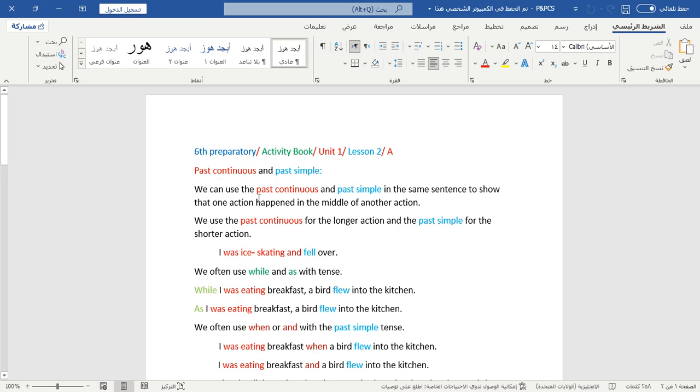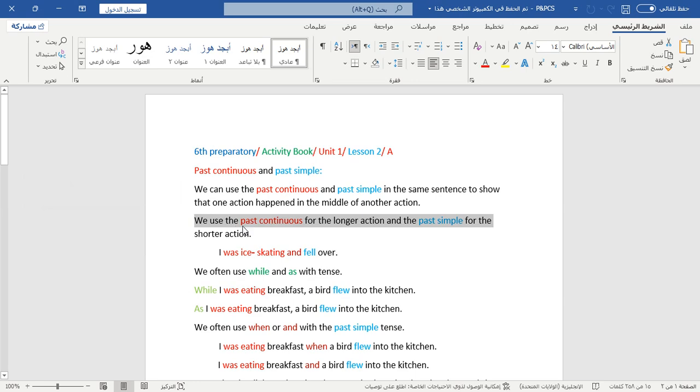We can use the past continuous and past simple in the same sentence, as we said before. Why? To show that one action happened in the middle of the other action. That's the reason. Okay?